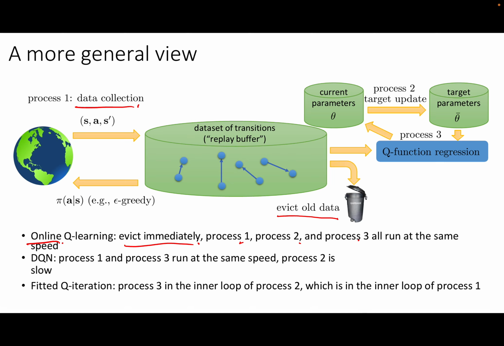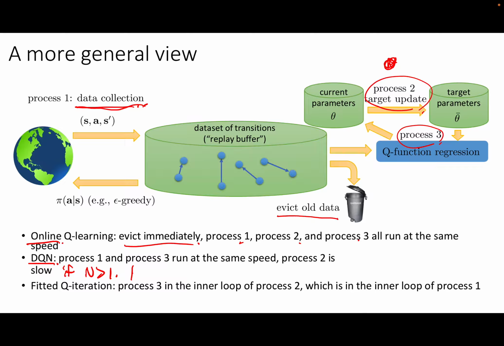How about this one? Deep Q network: process 1 and process 3, collection and this update of the Q function, run at the same time. But process 2 is slow. If we set n larger than 1, then we update the target slowly, right? We do not update the target every step. Sorry, if n equals 1, then process 2 is not slow.